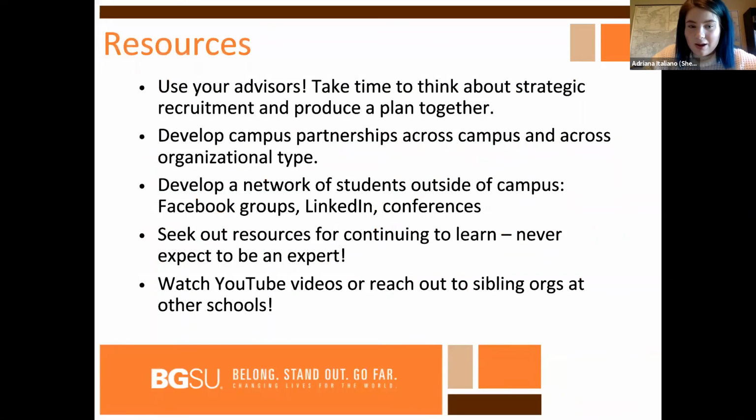Awesome. So let's talk about some more resources, just overall general how to be inclusive resources. Use your advisors. Your student org should have an advisor. I believe everyone has to have at least a faculty advisor. Take time to think about strategic recruitment, especially during a pandemic. Who are you missing and how are you recruiting people? Are you just putting things in the campus update, or could you put things on every Monday?